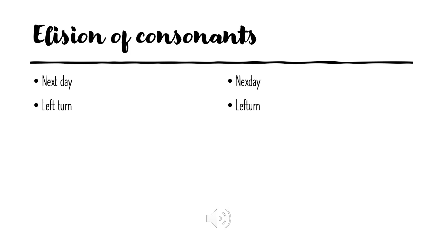In these phrases, we have the elision of consonant sounds. Next day. In written form it would be "next day", but in speech, the t sound with which the word "next" ends would be deleted in connected speech, and we would say "nex day". Left turn. Here again, one of the t's is combined with the other one, and we delete it, and we end up saying "lef turn". That is the elision of consonant sounds.